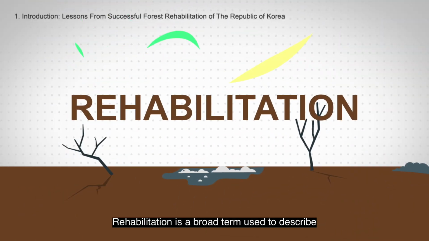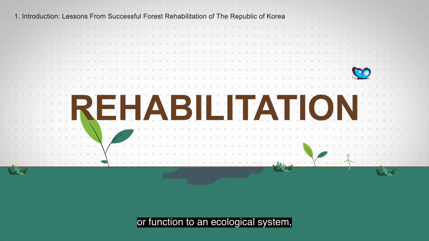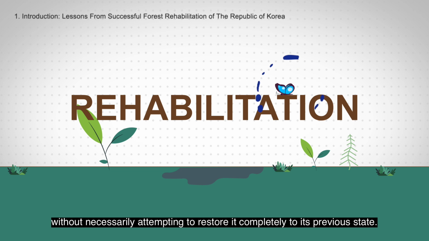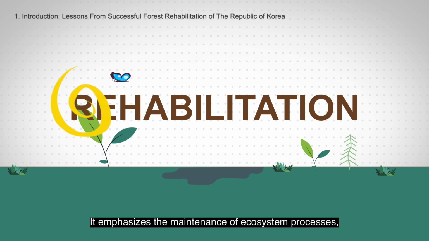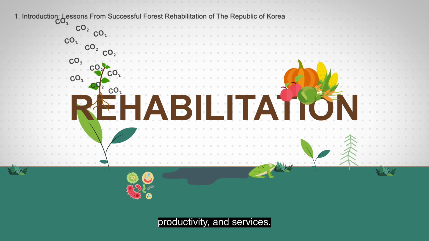Rehabilitation is a broad term used to describe any efforts toward restoring elements of structure or function to an ecological system, without necessarily attempting to restore it completely to its previous state. It emphasizes the maintenance of ecosystem processes, productivity, and services.